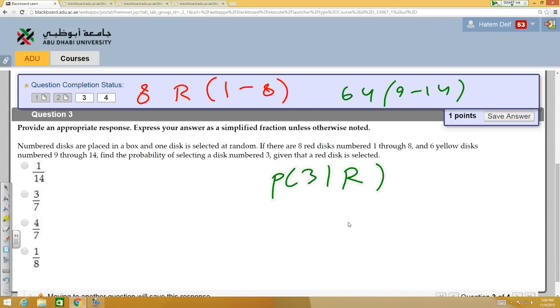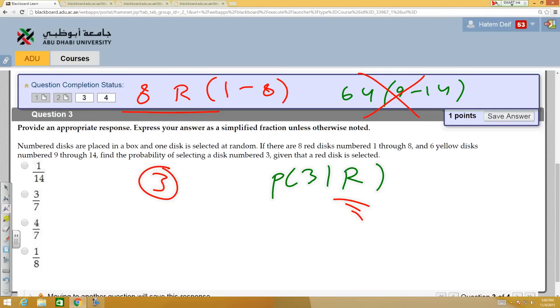What do you think? The probability of 3 means the disk itself has the number 3, given that the color is red. So it's going to be like that: the red disk has the number 3 on it. When you say given red, it's like you only look at the red. Just count the red. How many red do we have? We have 8 red. So you completely forget about the green, because you say given red, you know it's red. Why would you look at the green?